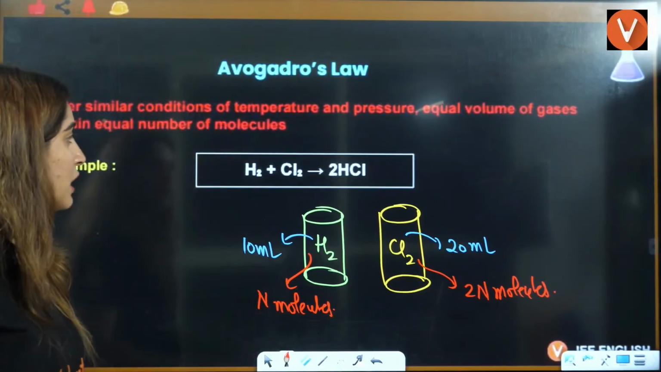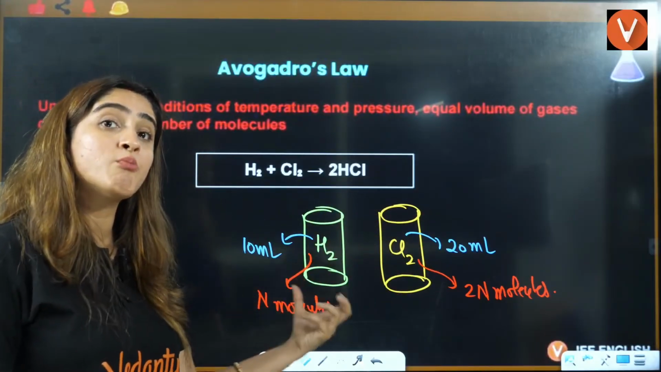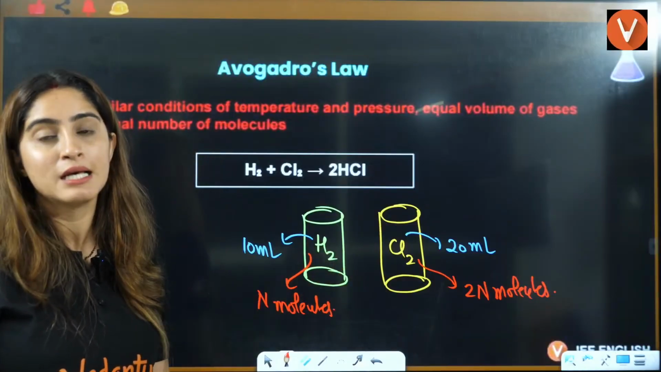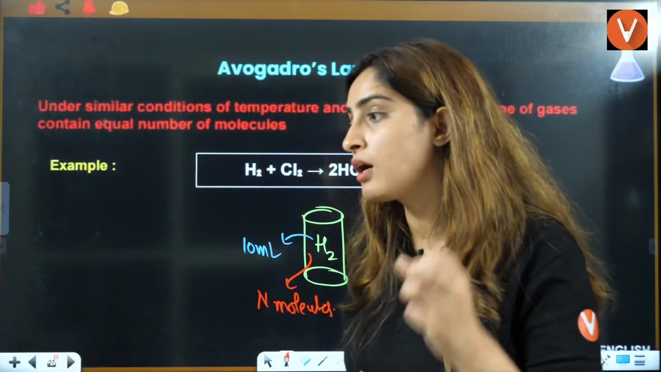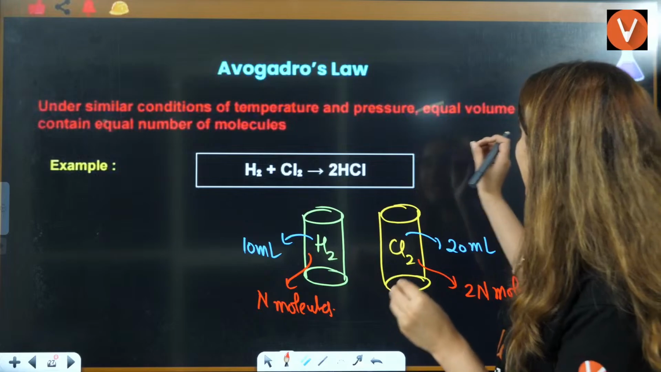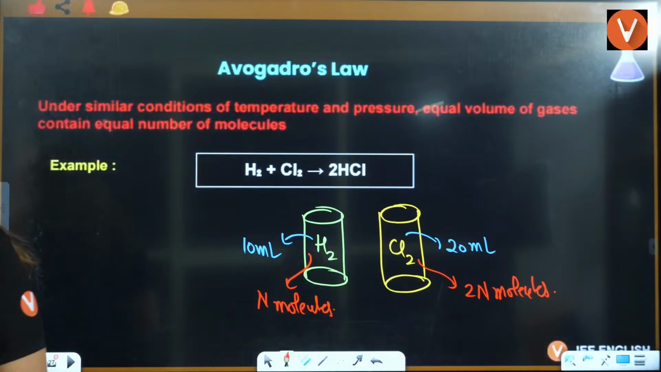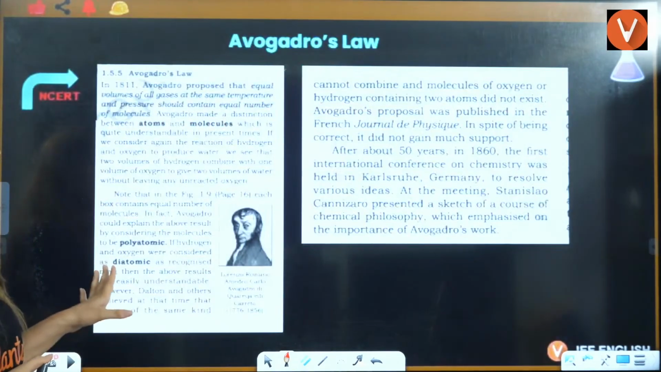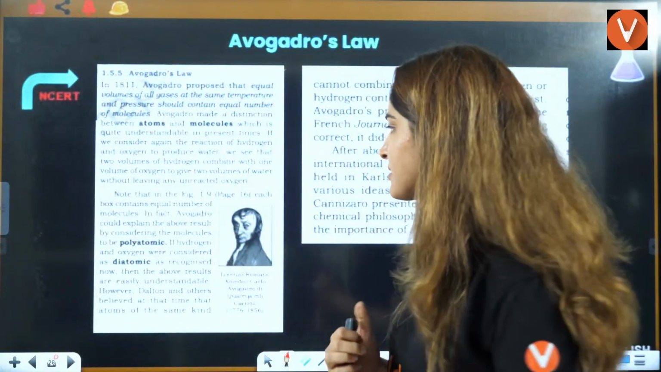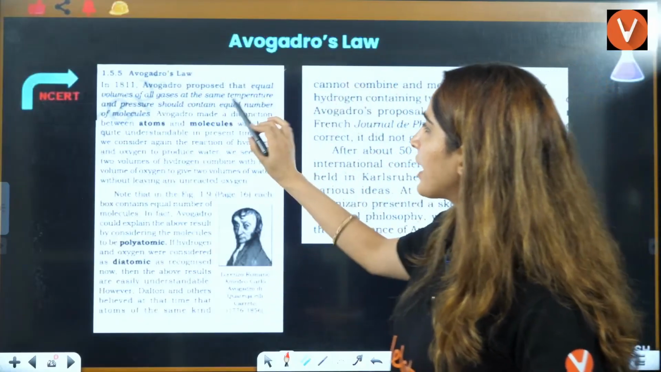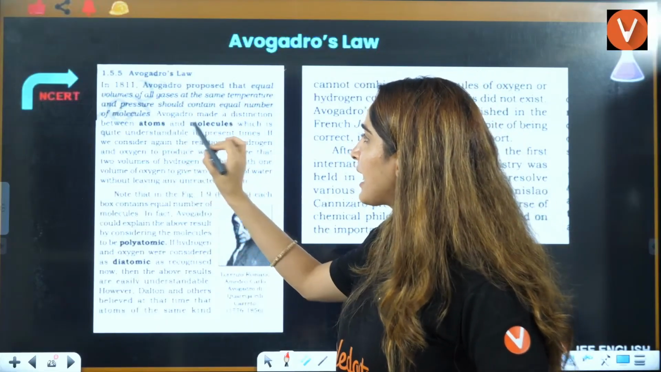Understand everybody? Now what we discussed from here is that if the volume is doubled, molecules will be doubled, moles will be doubled. If volume is half, molecules will be half. That is called Avogadro's law. Under similar condition, equal volume of gases contain equal number of molecules. So this is your Avogadro's law. You can read it out from your NCERT. This is everything that I have taught you. Avogadro's law says that equal volume of all gases at the same temperature and pressure should contain equal number of molecules.